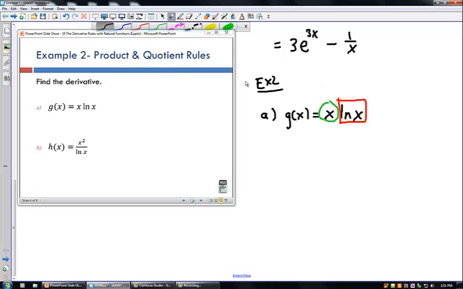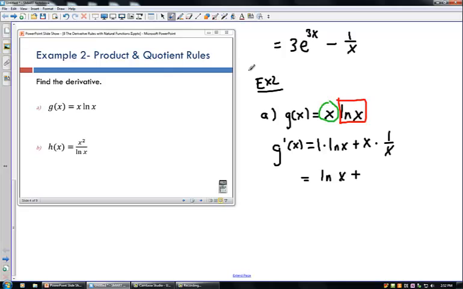To find the derivative, I simply say g prime of x is equal to the derivative of the first, which is 1, times the second, ln of x, plus the first, which is x, times the derivative of the second. Now the derivative of ln of x is the new rule we learned today, which is 1 over x. And so this is equal to 1 times ln of x, it's just ln of x, plus, and right here, since you have an x on top and an x on bottom, these are going to cancel, and you're left with just a 1. So ln of x plus 1.